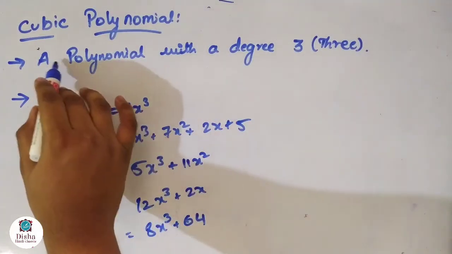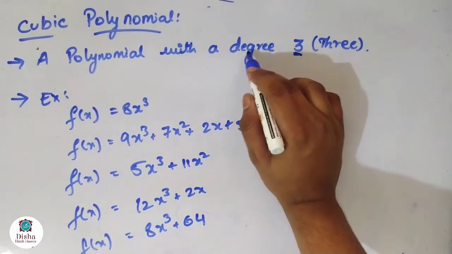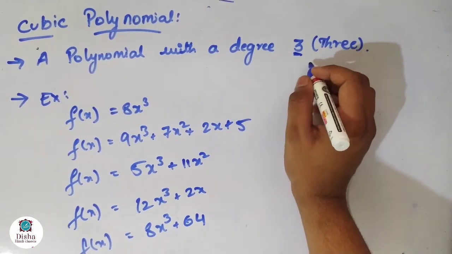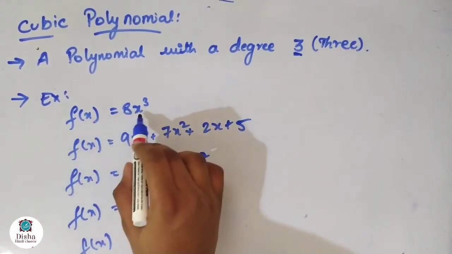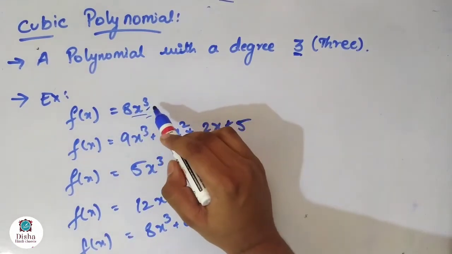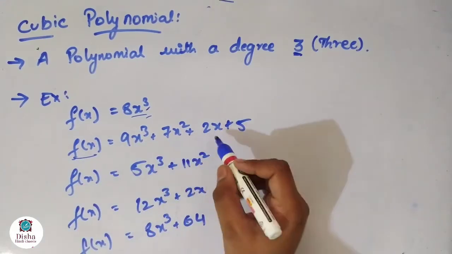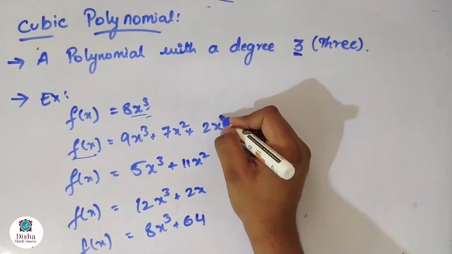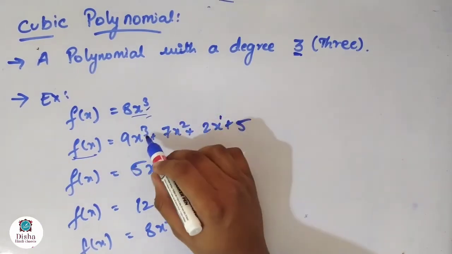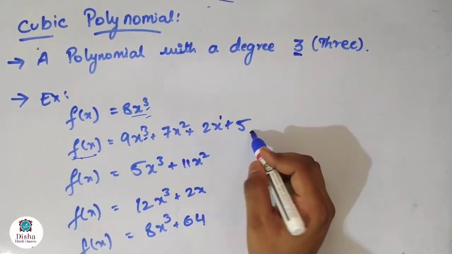Cubic polynomial, a polynomial with degree 3, a polynomial with highest power 3. So let us see examples here. F of x equals 8x cube. The power of the x is 3, therefore it is a cubic polynomial. F of x equals 9x cube plus 7x square plus 2x plus 1. So here the degree is 1, here 2 and 3. The highest will be considered, that is 3, therefore it is a cubic polynomial.